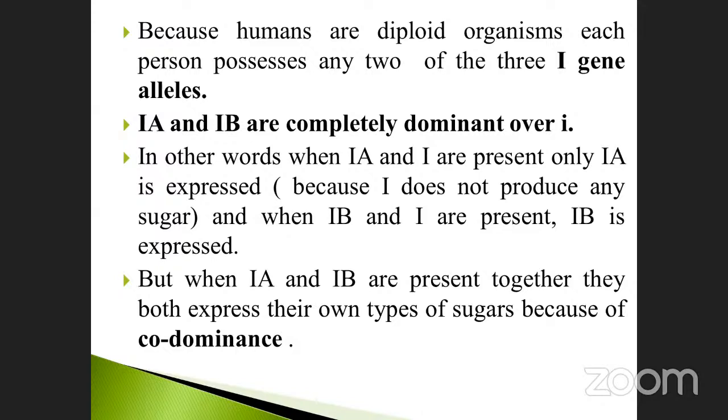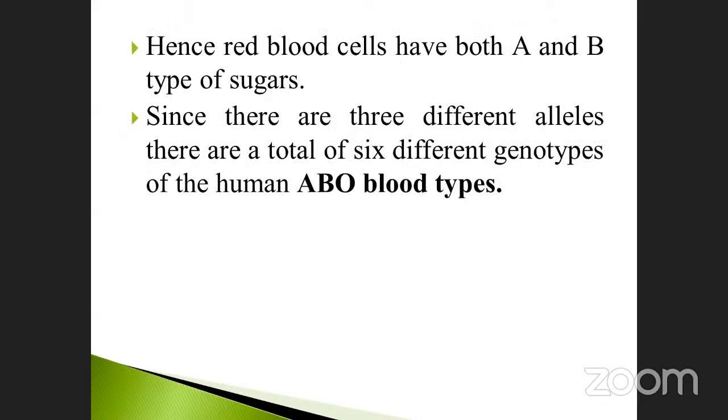IA and IB are the dominant group. Small i is the recessive group, otherwise called the O group. IA and IB both present together are called the codominant group, and the blood group is AB. Don't forget, this is very, very important. Hence the red blood cells have both A and B types of sugars in the AB blood group. A blood group has only A sugars, B group only B sugars, but O group has no sugar molecules.